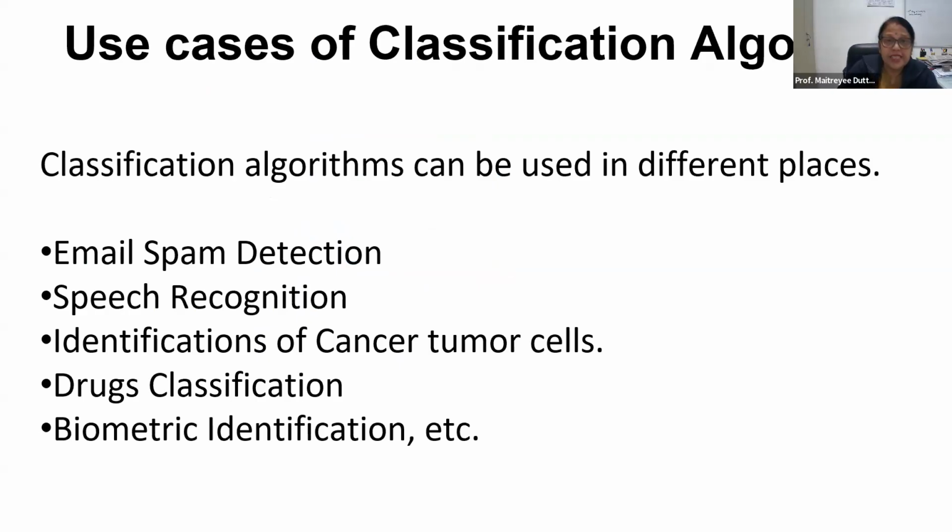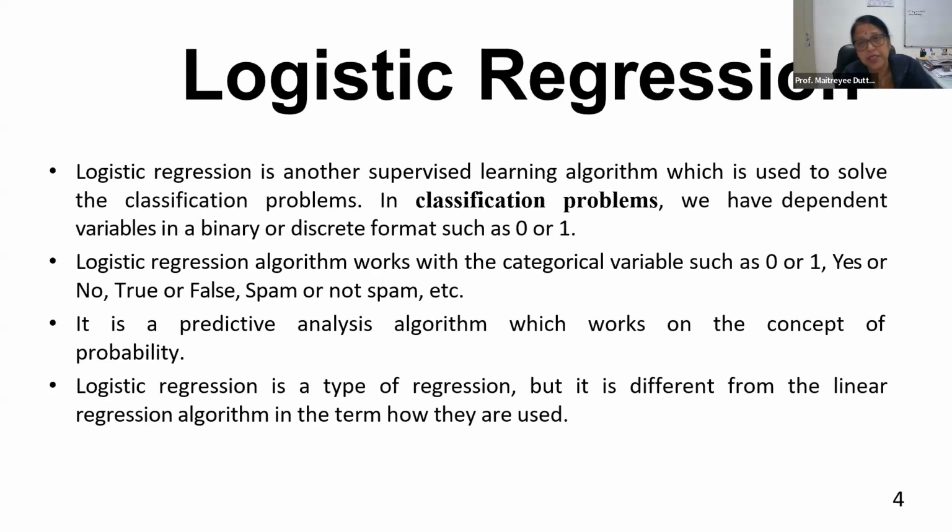Some use cases of classification algorithms, as I have told: drug classification, for example, in the healthcare side, medicine classification, biometric identification. I have told you the example of whether the cancer is benign or malignant, right? Similarly, speech recognition, whether it is a male voice or a female voice, email spam or not spam. Like this, we use classification algorithms.